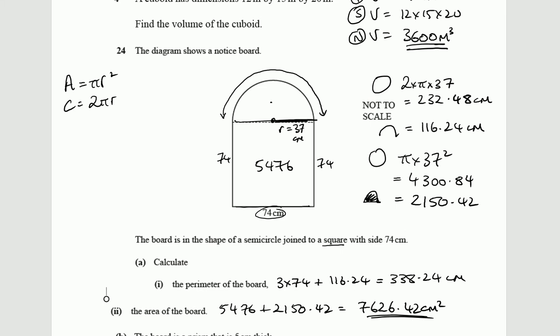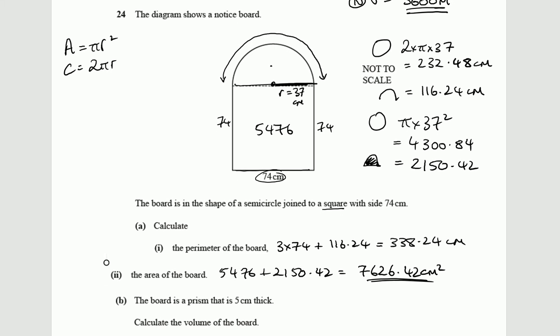The board is a prism that's 5 centimeters thick and I want to calculate the volume of that board. Now remember, for any prism, we calculate the volume the same way. We calculate this surface area and we times it by the depth of the prism, creating the 3D bit.